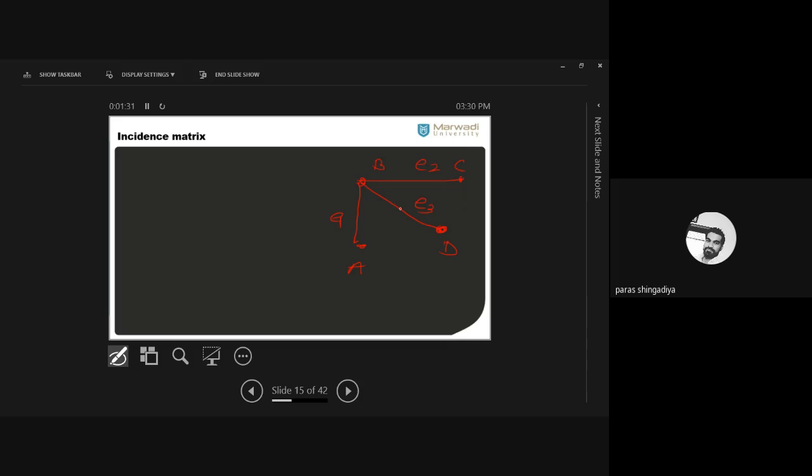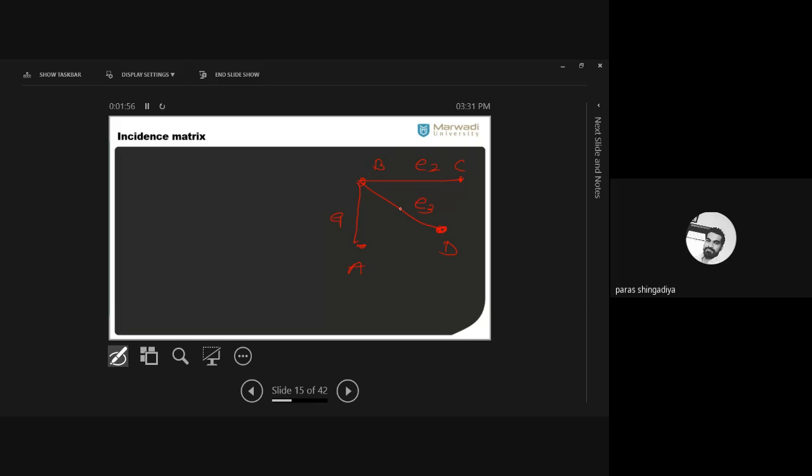C is incident with E2. B is incident with E2. B is incident with E1 also. But D is not incident with E1. So that is the meaning of incidence relation: if they are connected by a common relation, then it is known as the incidence relation. Otherwise, it is not.